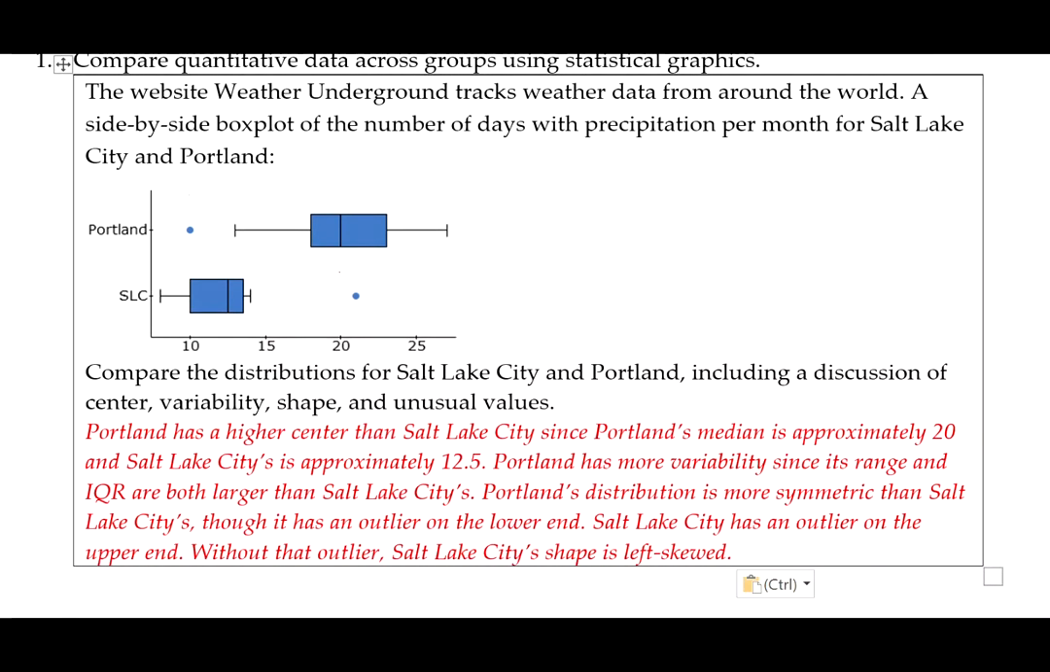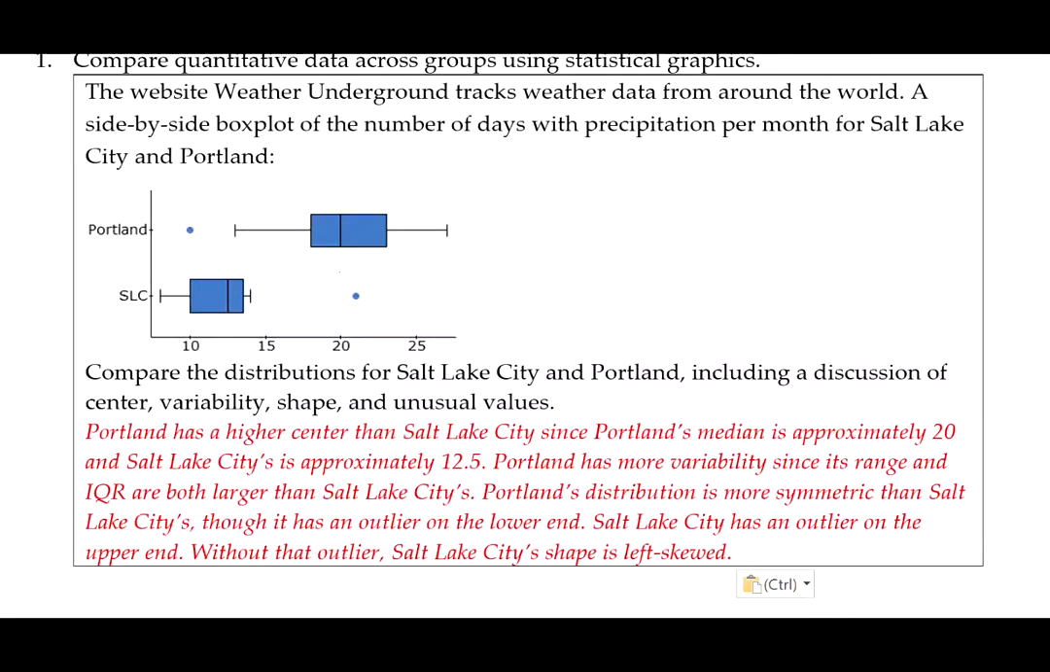So Portland has a higher center than Salt Lake City, since Portland's median is approximately 20 and Salt Lake City's is approximately 12.5. Portland has more variability since its range and IQR are both larger than Salt Lake City's. So you can see that entire length of Portland's box plot is longer than the entire length of Salt Lake City's box plot, and also the width of the box for Portland is wider than the width of the box for Salt Lake City.